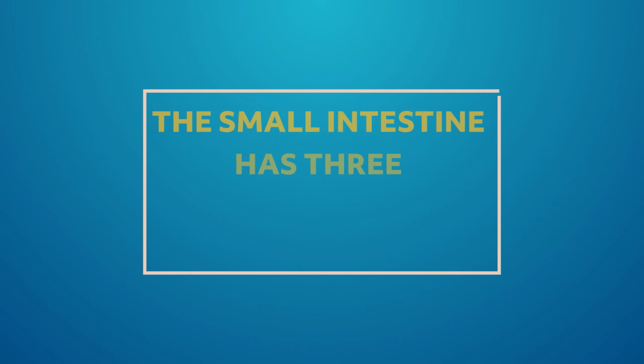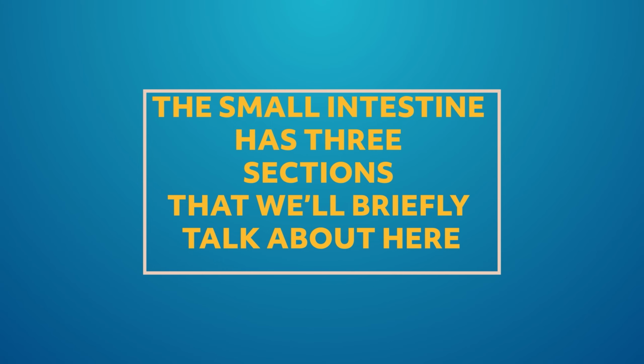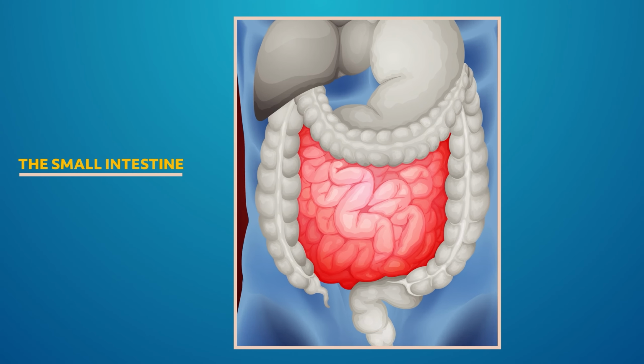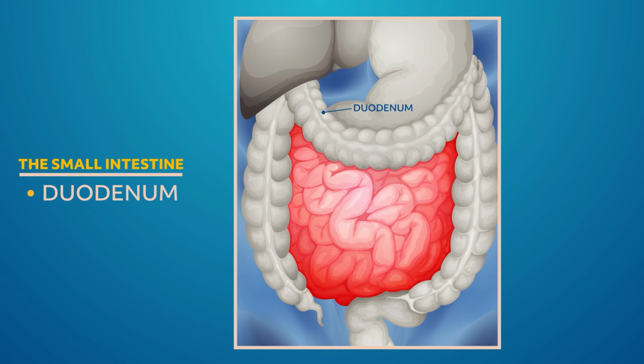Once in the small intestine, nutrients head into the bloodstream and waste starts the process of moving out. The small intestine has 3 sections that we'll briefly talk about here. The first section, the duodenum, is the smallest section. When food passes from the stomach, it enters the duodenum through the pylorus.